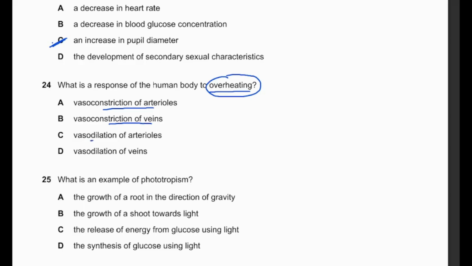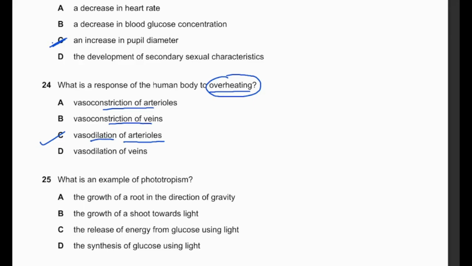So dilation is something which widens the arteriole, right? And this is why the heat is lost. So our body's response to overheating is vasodilation of arterioles. Fine. Arteries and veins. That's the correct answer for the arteriole.